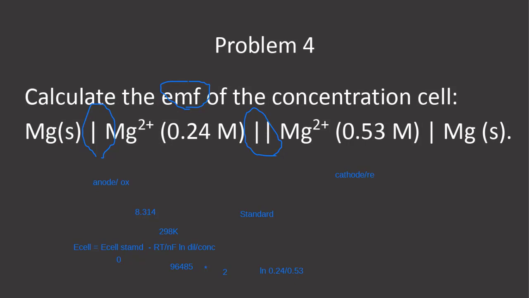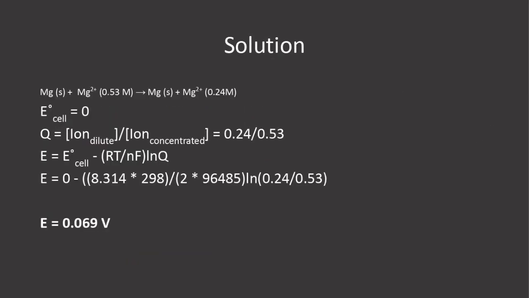Let me check. We're going with 0.24 divided by 0.53. Yeah, I agree with you guys. I got the same answer, so I think it's just a key error. You see, we got a different number here, but it's set up the same way. So we'll just correct it. This is what the answer should be if you're watching it online. Cool.